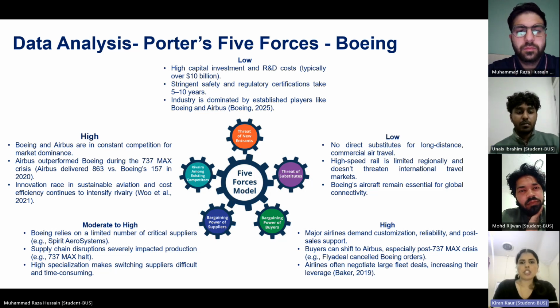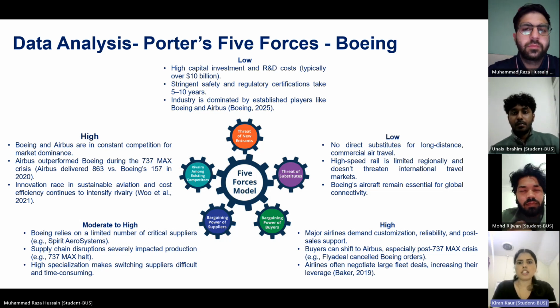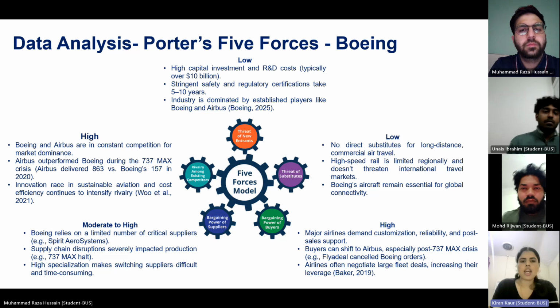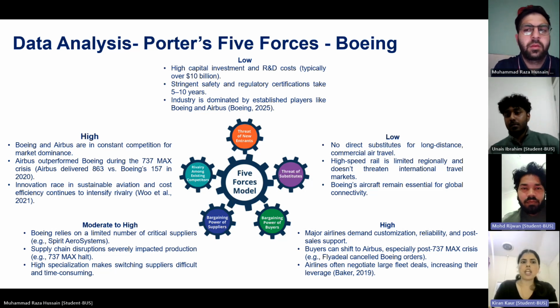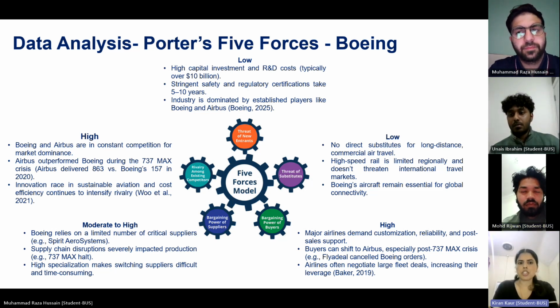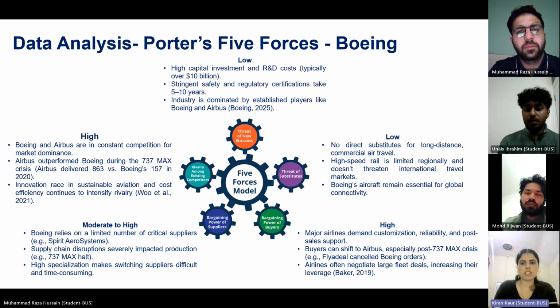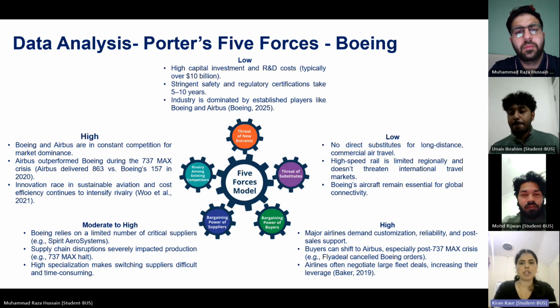Number two, threat of substitutes: there is no direct substitute for long distance commercial aircraft, and Boeing and Airbus are in constant competition in the market domain. The major airlines demand customization, reliability, and post-sale support. Buyers can shift to Airbus, especially post 737 MAX crisis. For example, Fender canceled a Boeing order after the 737 crisis.